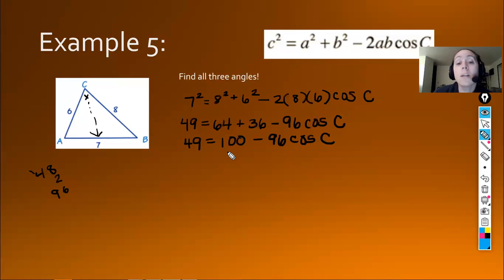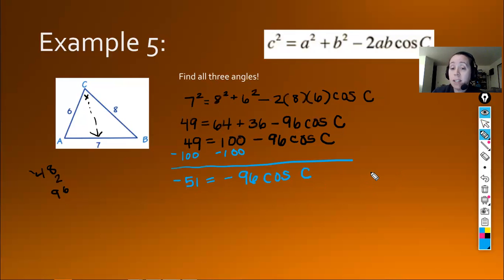That's that 100. Okay, so we started by plugging it into the law of cosines. Then we simplified as much as we could. Now we're kind of at a standstill and we've got to do some algebra here. So I'm going to get rid of my constant first. I'm going to subtract that 100. That leaves you with negative 51 equals negative 96 cosine of C.